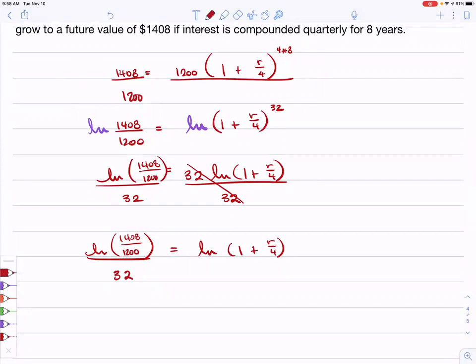By the way, we're going to get to the end of this and I'm going to come back and show you an easier way. Okay. For the record, hang tight. I did tell you this one was trickier than all the other ones. All right. Think of this as a 32 over one. Invert and multiply. Right. So that you now have a 1/32 times the log of 1408 over 1200.